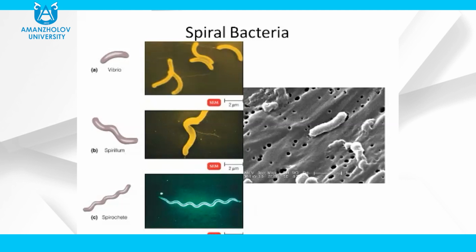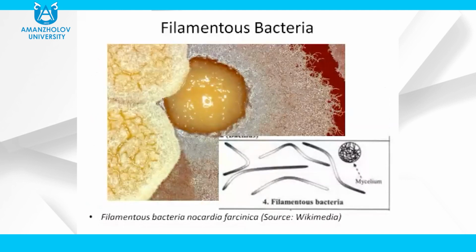Filamentous bacteria. The filamentous bacteria are long, thin filament-like bacteria that can branch and form networks called mycelium. An example is Candidatus Savagella that is found in the gut of animals like rodents and fish, and can be important to immune development.